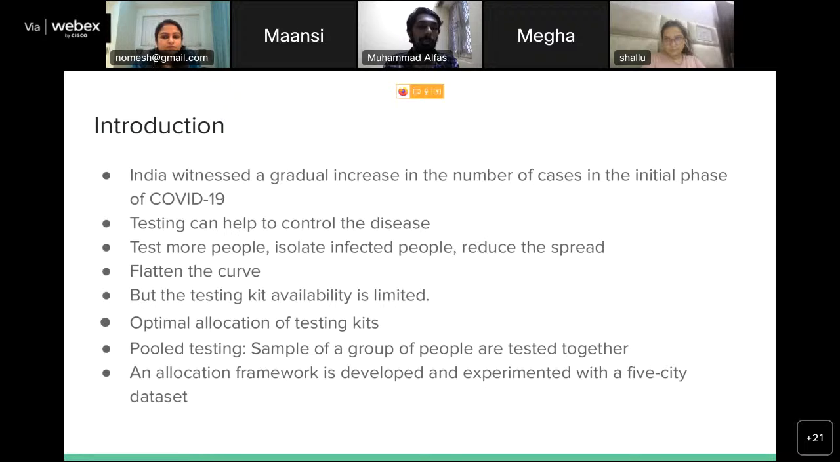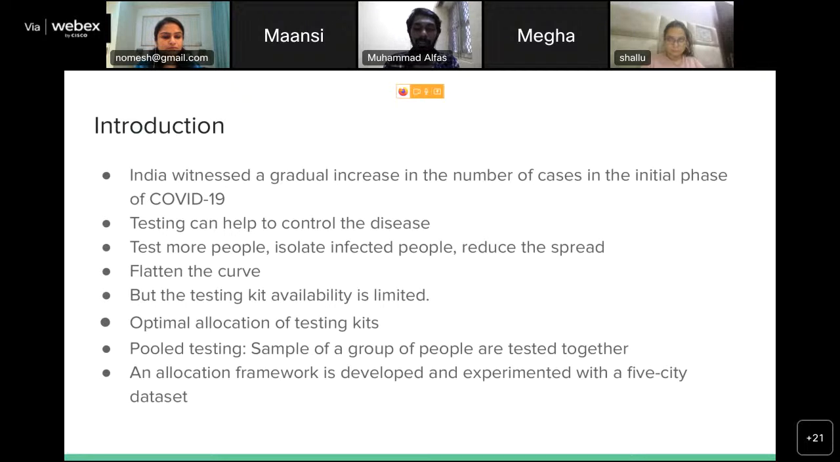Another method that actually nobody followed was pooled testing. We usually allocate one testing kit to one person. In pooled testing, instead of allocating one testing kit to one person, we take a sample of a group of people, and one testing kit is allocated to that sample. So a group of people is tested together. Based on this optimal allocation and pooled testing, we have developed an allocation framework, and we experimented with the model on a 5-city data set.